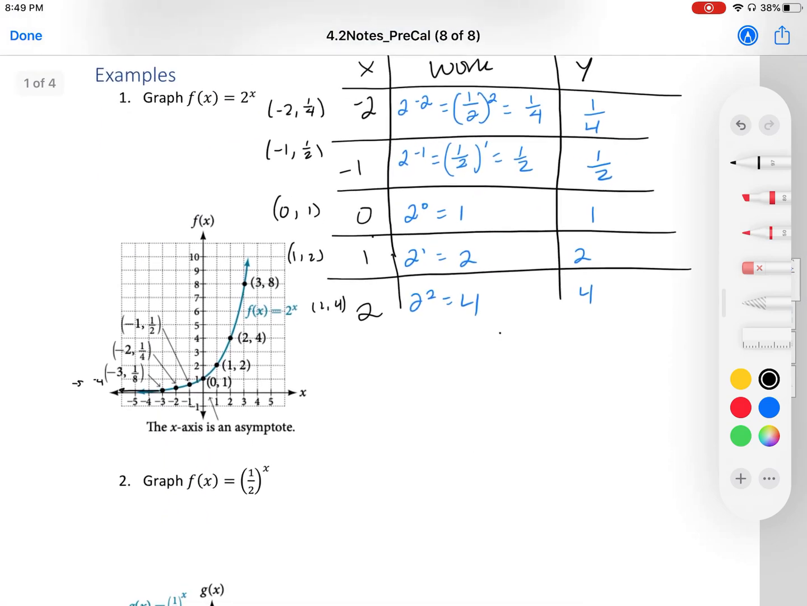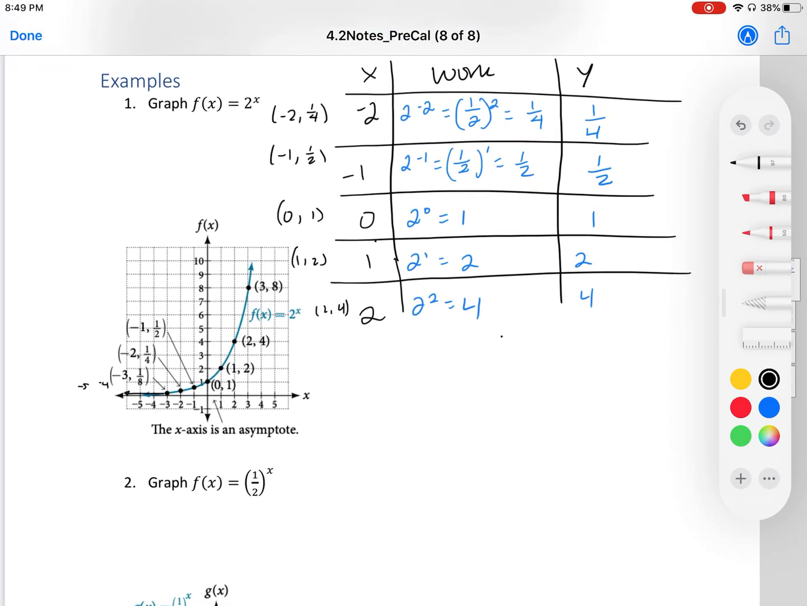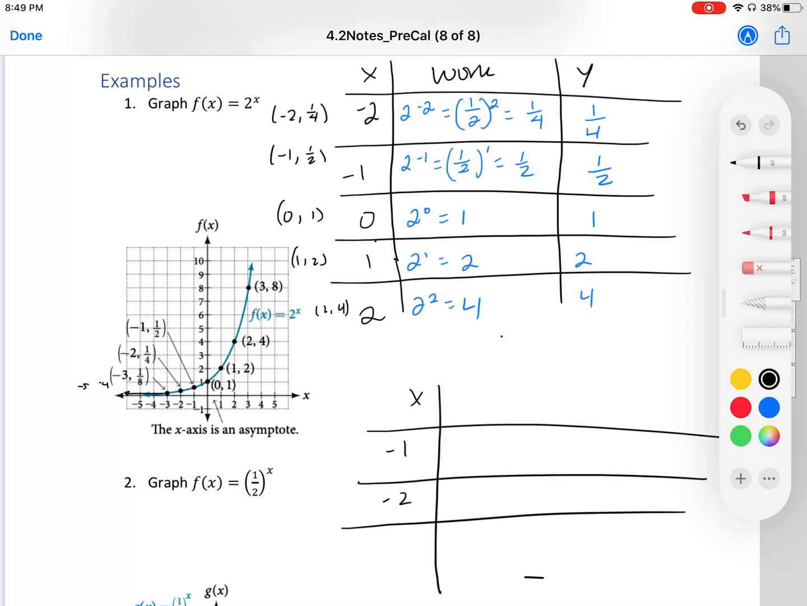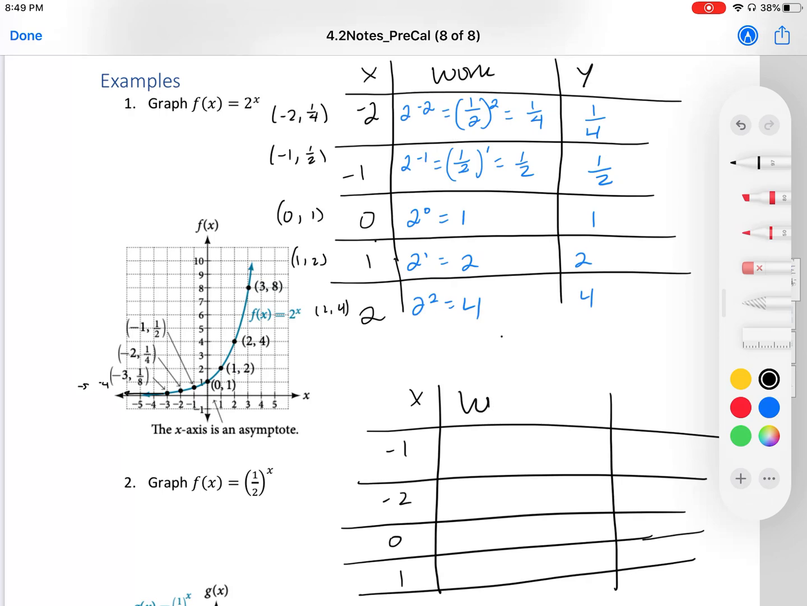Okay, let's do another one. Let's graph f of x equals 1/2 raised to x. Okay, so let's go ahead and do our chart. We want some negative values and some positive. Give ourselves some space for our work.